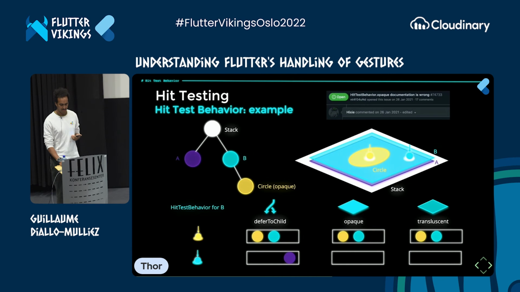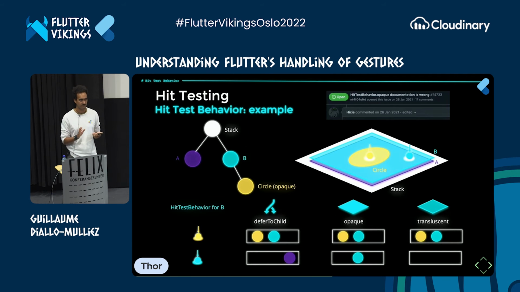If B is opaque, then, well, the circle is never hit in this case, right? Because we're clicking outside of it. So if B is opaque, it tells its parent, I've been clicked, don't tell anybody else. And the parent, the stack, does not tell A that there is a hit test going on, and only B is clicked, right?